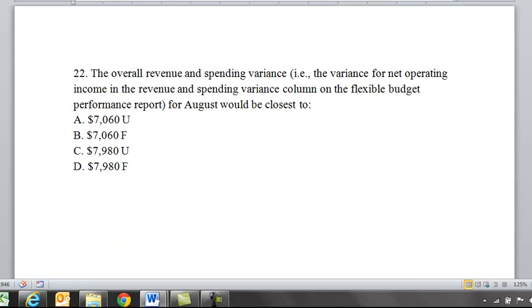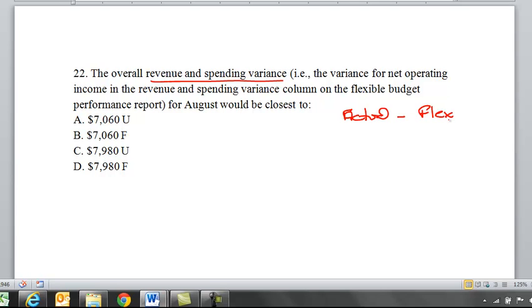Okay, and our last question here. The overall revenue and spending variance. The variance for the net operating income in the revenue and spending variance columns on the flexible budget performance report for August would be closest to. So again, when we talk about revenue and spending variance, which I was just talking about above, it's going to be your actual minus your flexible information.